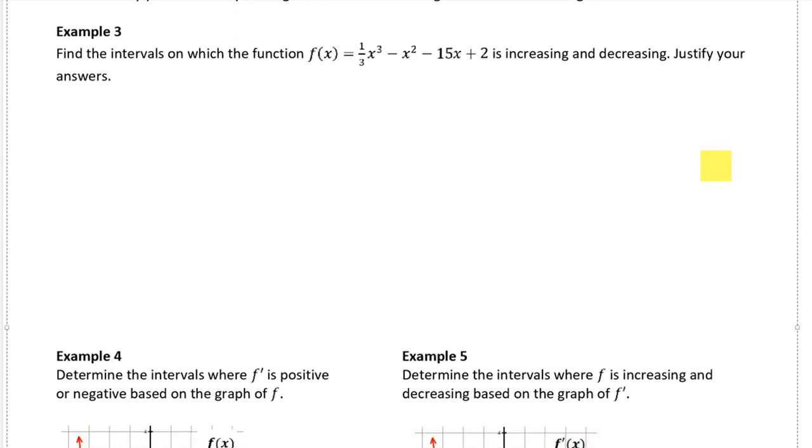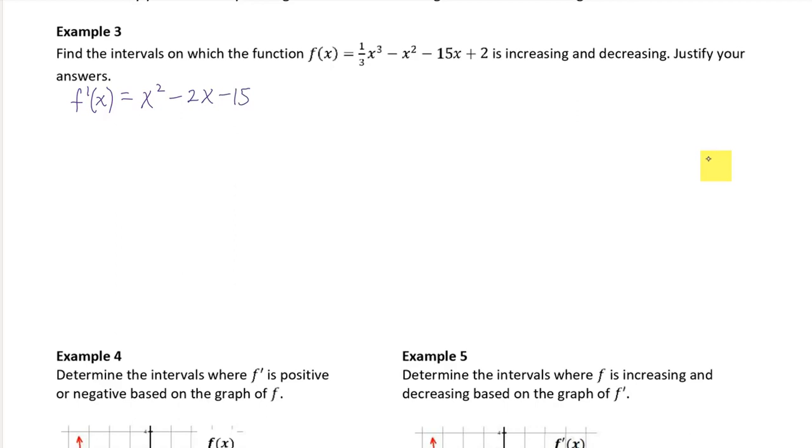All right, so the first thing I want to do is find f prime of x. Okay, so I'm going to find the derivative f prime of x. If we do that, we would end up with x squared minus 2x minus 15.